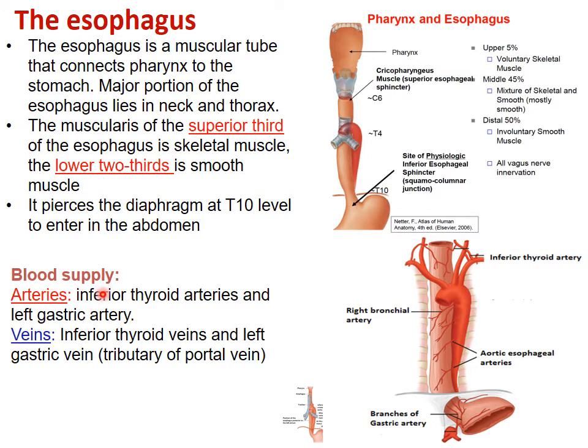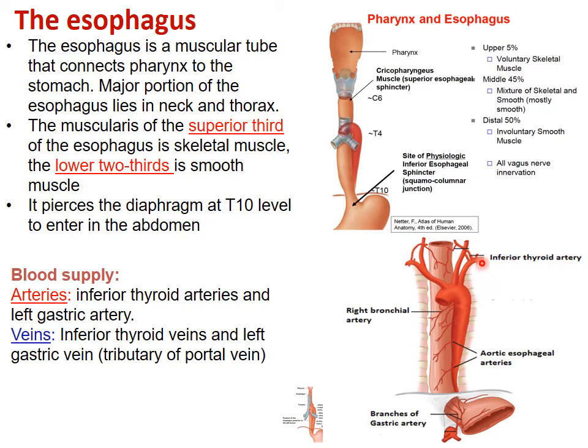Come to the blood supply of the esophagus. Arteries: inferior thyroid artery and left gastric artery. You can see here the arch of the aorta, and there is the esophagus, right? This esophagus is a very long tube, so it's not supplied by only one artery; there are three contributing arteries. The upper part is supplied by the inferior thyroid artery. The middle part is supplied by the bronchial artery and the aortic esophageal branches. Not the bronchial one, aortic esophageal branches, right?